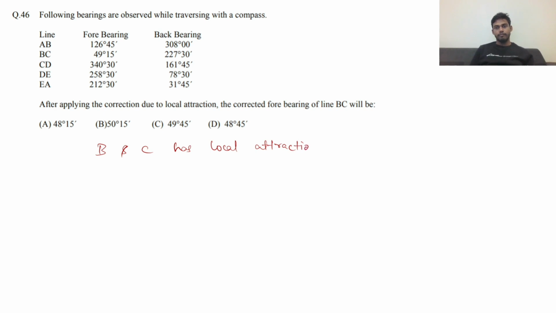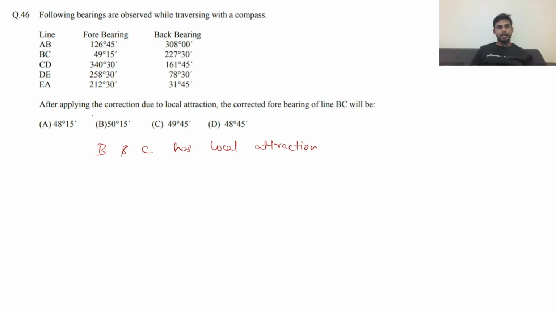So we have to find out which stations are free from local attraction. To find that, we know when a station will be free from local attraction. The difference between back bearing and forward bearing will be exactly equal to 180 degree. If the difference between back bearing and forward bearing is exactly 180 degree, it indicates that the line is free from local attraction. So let's find out the stations which are free from local attraction. B and C are the stations which are affected by local attraction. So the lines which contain either B or C are also affected by local attraction. So we can't get that 180-degree difference.